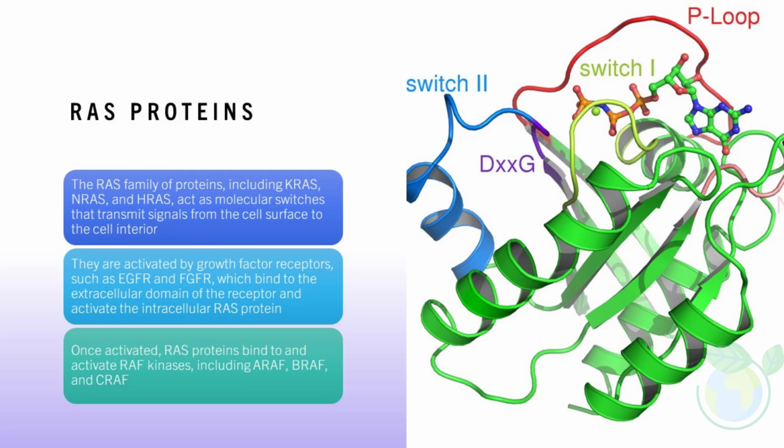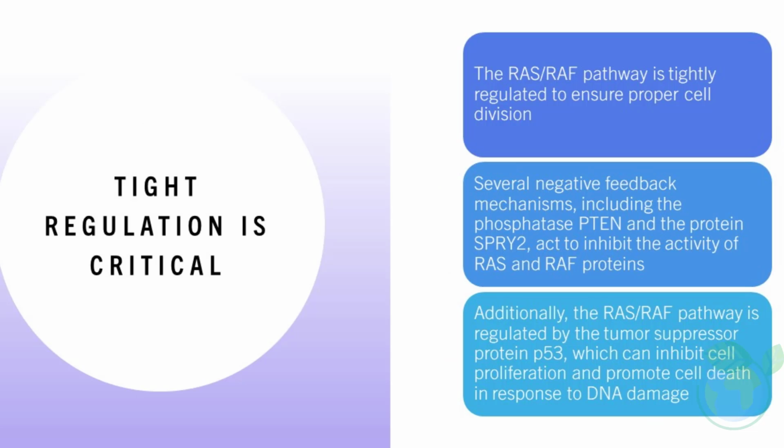Once activated, RAS proteins bind to and activate RAF kinases, including ARAF, BRAF, and CRAF. RAF kinases then activate the downstream MEK/ERK pathway, which leads to the phosphorylation and activation of transcription factors, such as ELK1 and c-FOS. These transcription factors then activate genes that promote cell proliferation and survival.